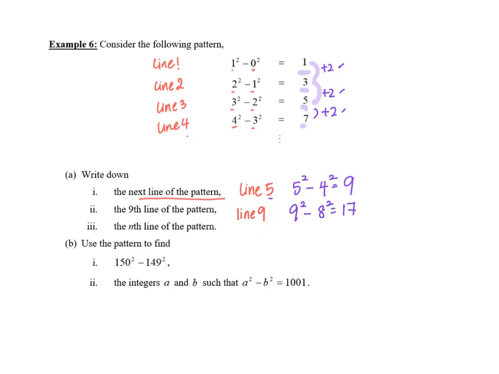Now I need to find the nth line of the pattern, line number n. Line n tells me, okay, the first part is still easy. I'll start with n square minus, how do I get this number from here? When it's 5, I got 4. 9, I got 8. If it's n, that means I'll take n minus 1, the whole thing, square.